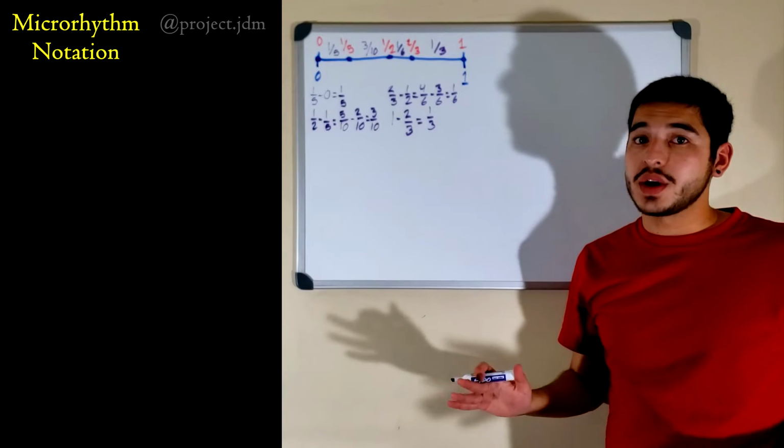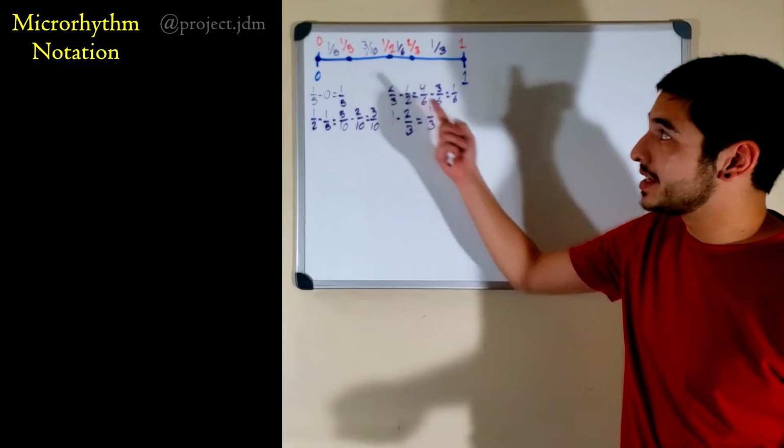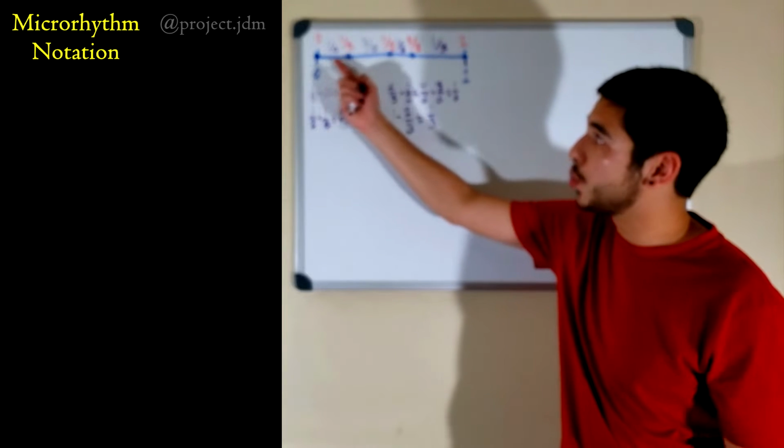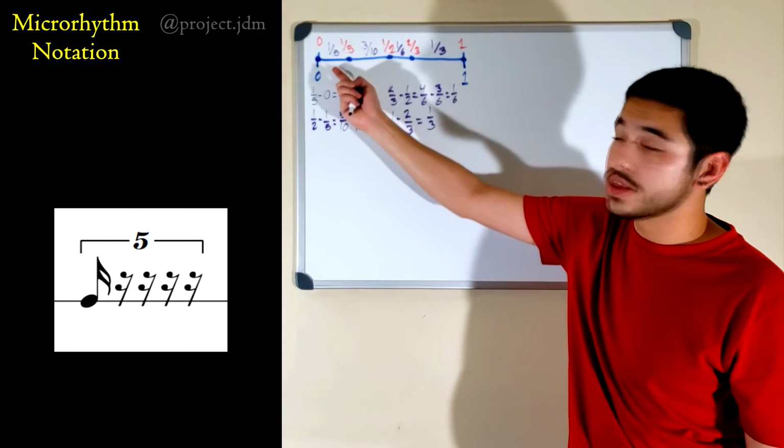So as it stands right now, we can technically notate this already. We can say that this first note can be notated as 1 partial of a quintuplet because it's worth 1/5 of the beat.